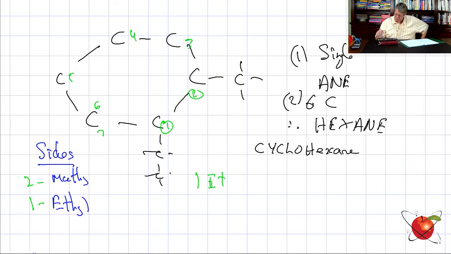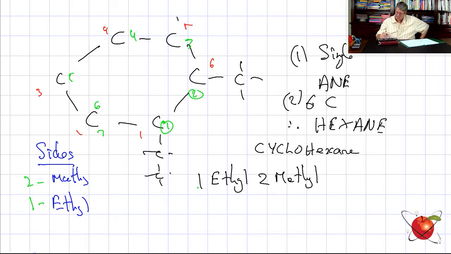If I'd gone the other way round, guys, I would have gone 1, 2, 3, 4, 5, 6, which actually means that number's bigger than it needs to be. So you always keep the numbers as small as you possibly can. So it's 1-ethyl, 2-methyl, and I've left out my hydrogens over there. I could have had 2,2-dimethyl if I'd had another methyl there. Same thing's going to apply.